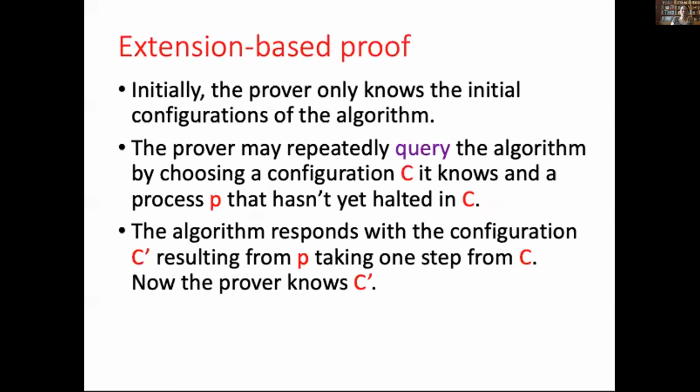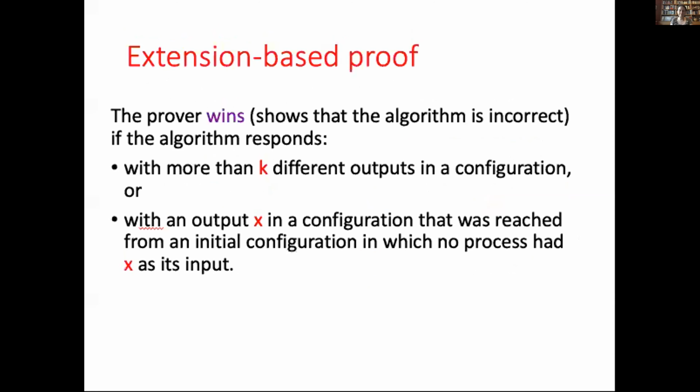Initially, the prover only knows the initial configurations of the algorithm. The prover may repeatedly query the algorithm by choosing a configuration C it knows and a process P that hasn't yet halted in C. And the algorithm responds with what happens when P takes one step starting from the configuration C. In particular, it gives the new value of the object P accessed, P's new state, and what value P outputs if it outputs a value in its new state.